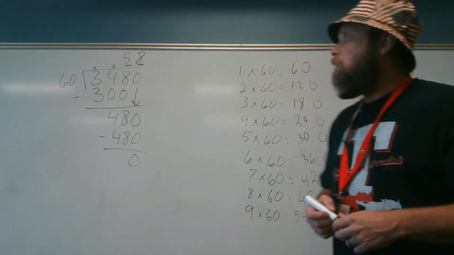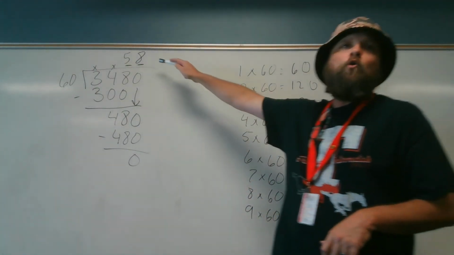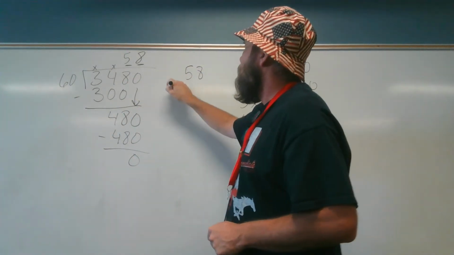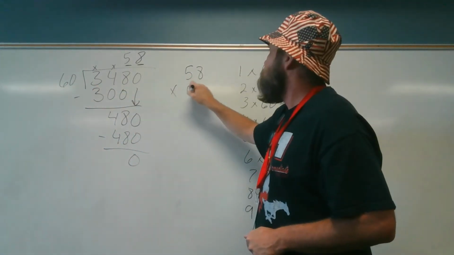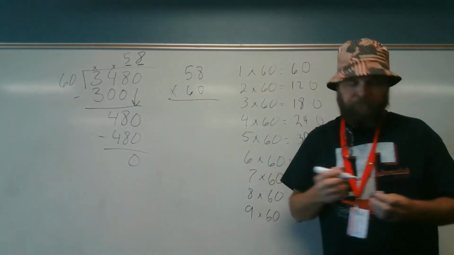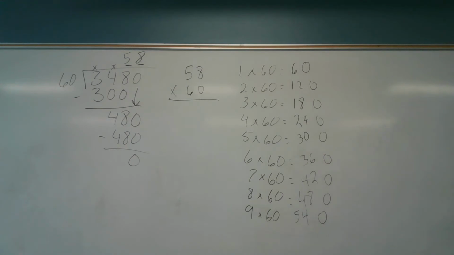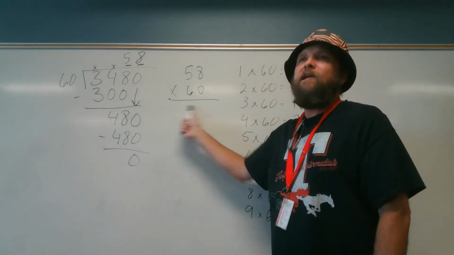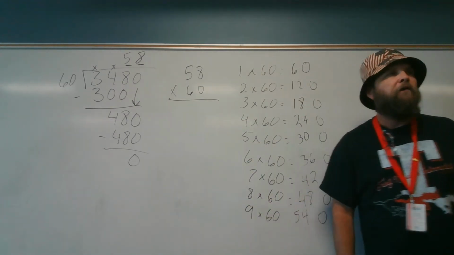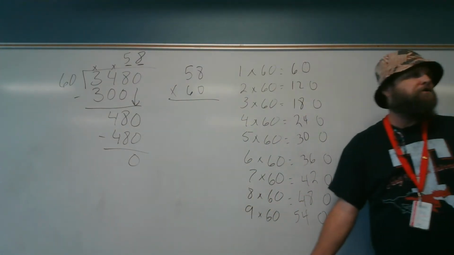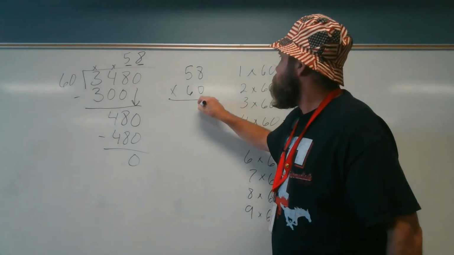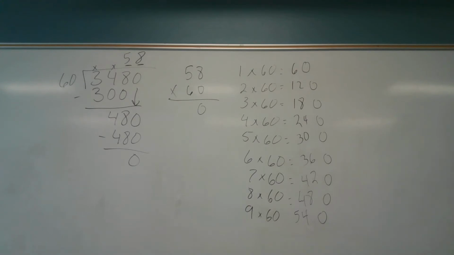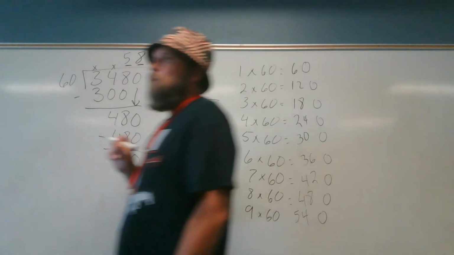So in order to check our work, I'm going to take my quotient, which is 58. I'm going to multiply it by my divisor, which is 60. Now, if I multiply my ones place through, I'm just going to get 0, right? If I add anything to 0, is it going to change the value? No. So I just have to have a 0. That tells me I'm going to have a 0 in my ones place. So now I just need to do my tens place.